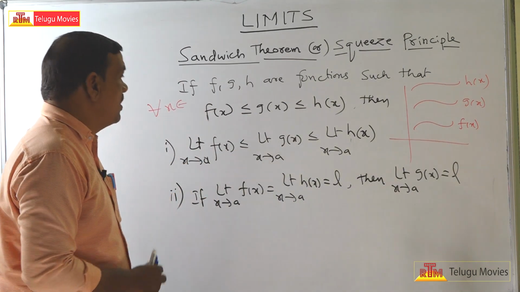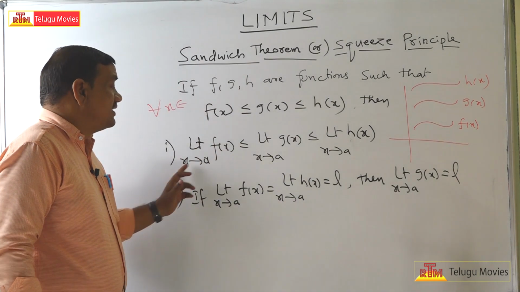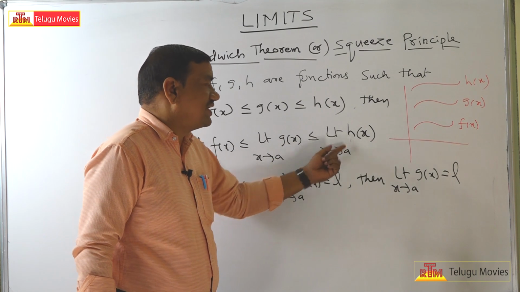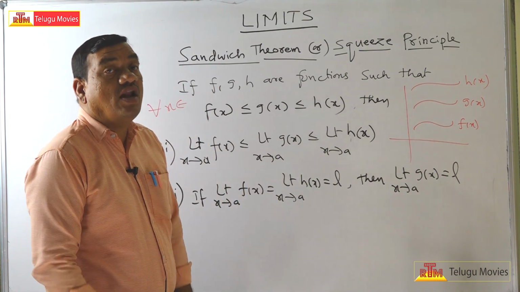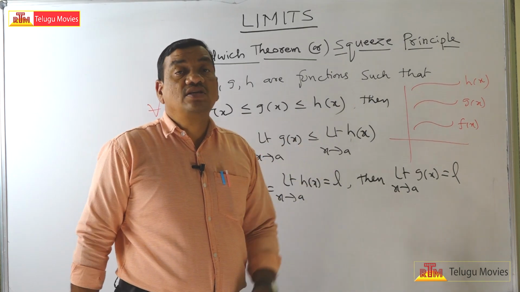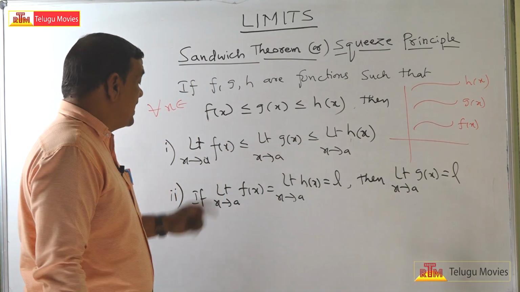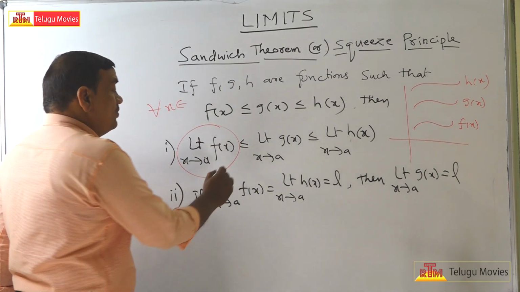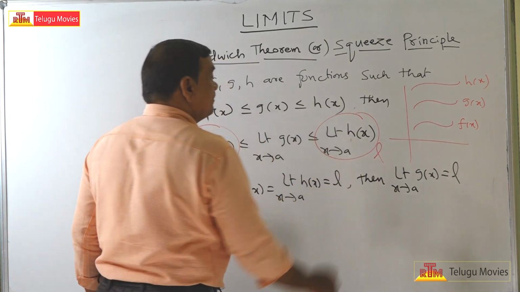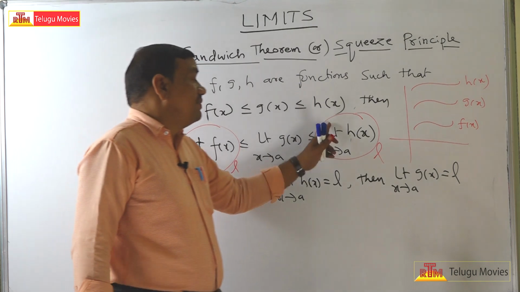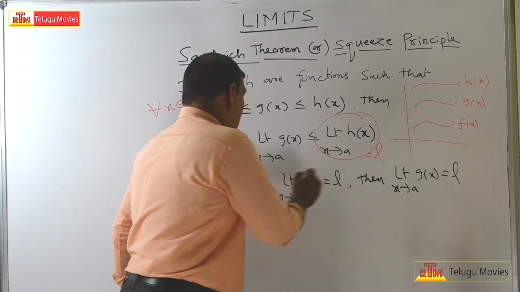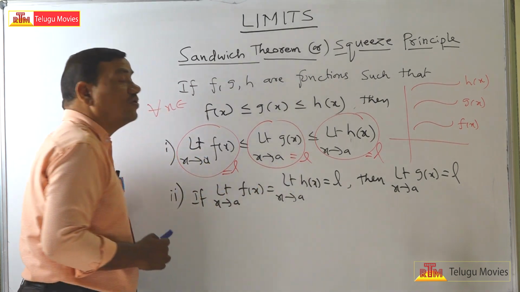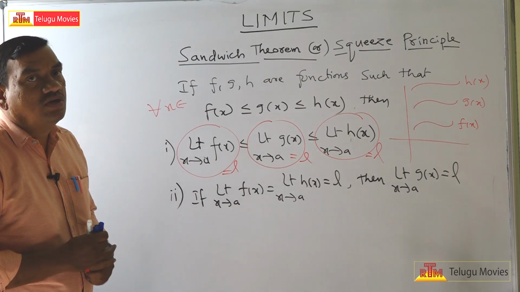At that time, we have limit x tends to a f of x is less than or equal to limit x tends to a g of x is less than or equal to limit x tends to a h of x. Therefore, their limit values are also in the same increasing order. That is the first thing we have to remember. The second thing is, if the limit x tends to a f of x value is some l, and limit x tends to a h of x value is also l, then limit x tends to a g of x value is also l.